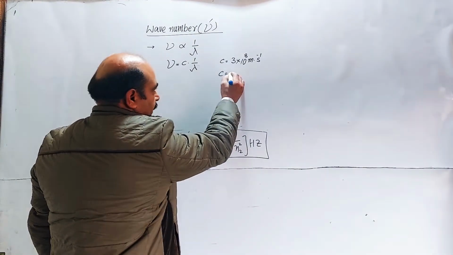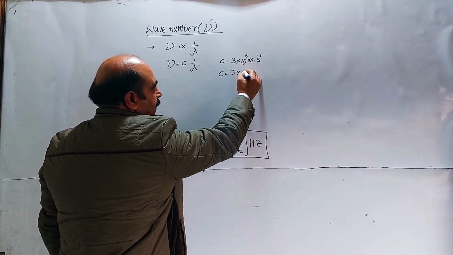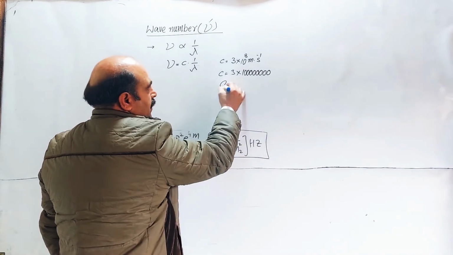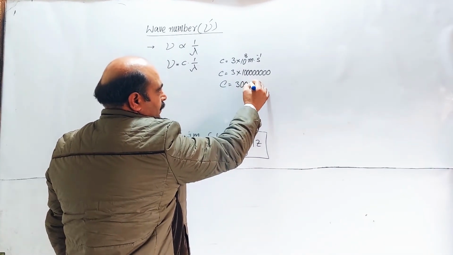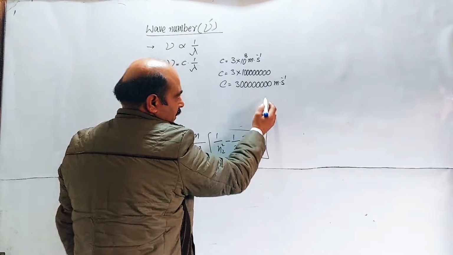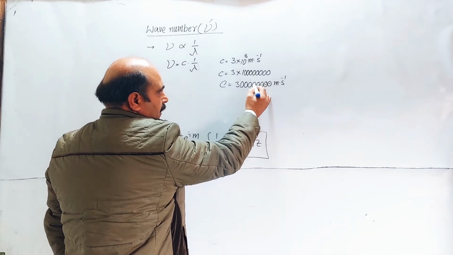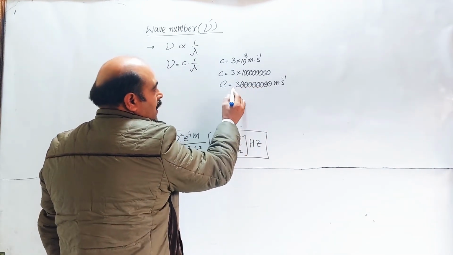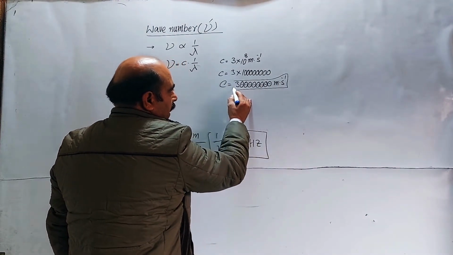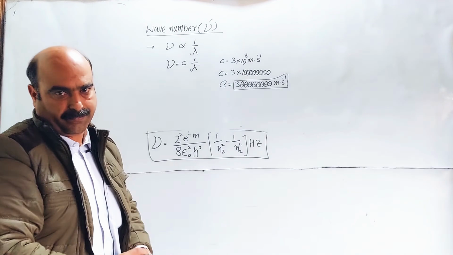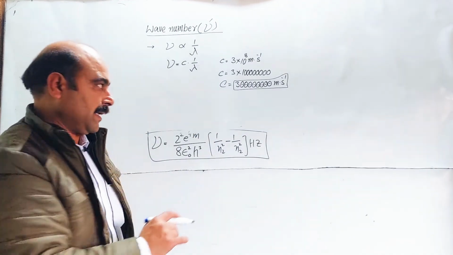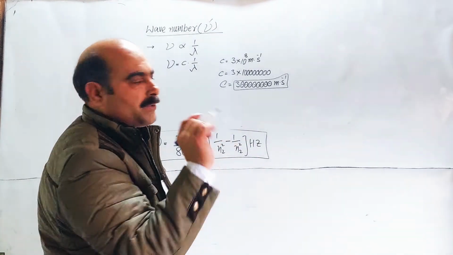Now, this means, students, 3 multiplied by 10⁸, that is 3 followed by 8 zeros, meter per second. Light covers a distance of 30 crore meters in one second. Students, to change it to kilometers, we divide by 1000.